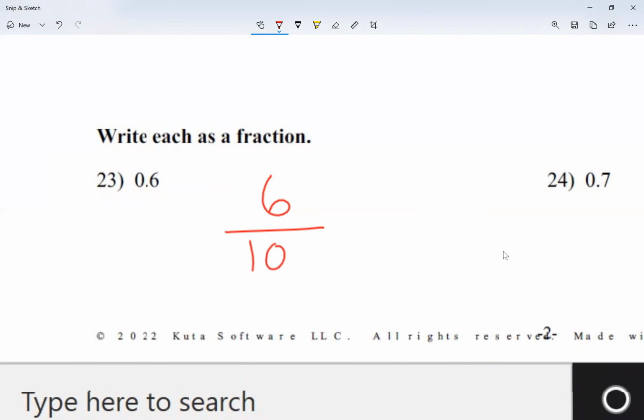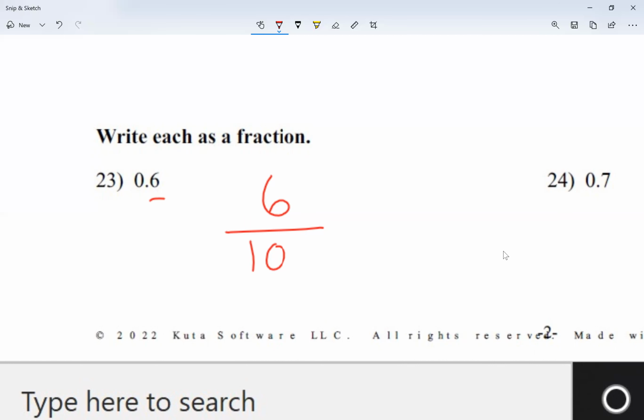Now, the amount of zeros that I have at the bottom, the way I'm going to know whether I write 10, 100, or what number do I write, the amount of zeros is how many decimal places. I said before that a decimal place is how many numbers after the decimal point. So here I see one number after the decimal point. So I'm going to put 1 0 at the bottom. If I saw two numbers after the decimal point, then I will put 2 zeros. Okay. So 6/10. That's my fraction.